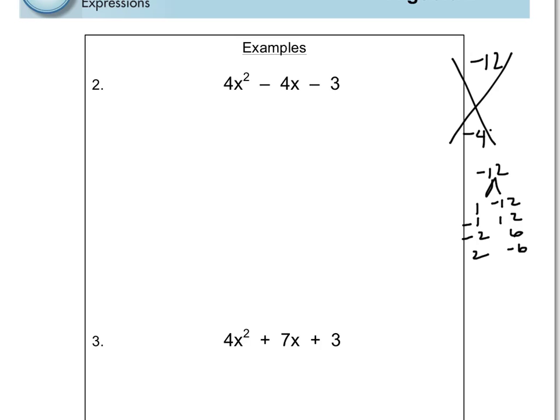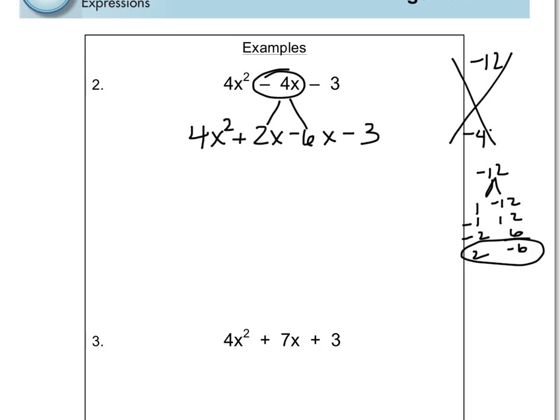Well, wait a second, I need negative 4. Oh, I just found it. Okay, so I'm going to, again, break this middle term up. Again, it does not matter which ones I put with what numbers I put where, so I'm going to go 4x squared. I'm going to put the 2x first, put the negative 6x next, minus 3.